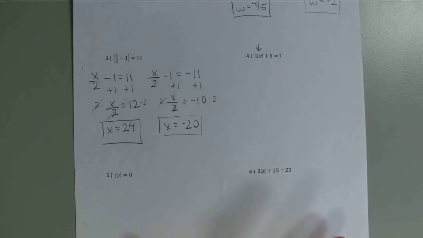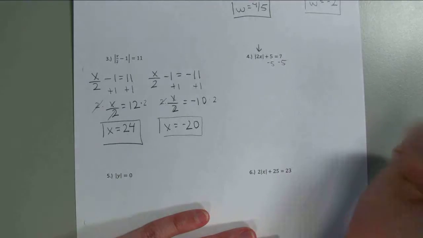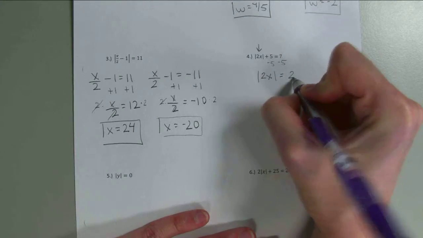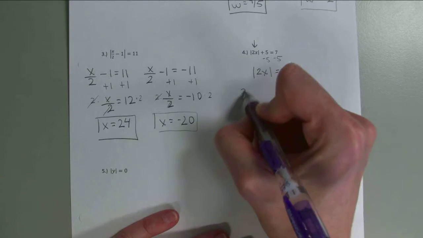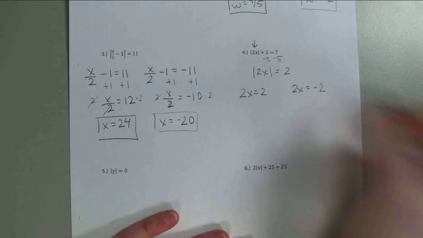Does that 5 have anything to do with the absolute value? No. So we've got to move it over to the other side first, okay? So let's move the 5 over because it has nothing to do with the absolute value. And we're left with the absolute value of 2x equals 2. Now, we basically made it look like all the other problems we've done. We've isolated our absolute value, so how do we unlock the bars? We set the inside equal to the positive and the negative of the right.